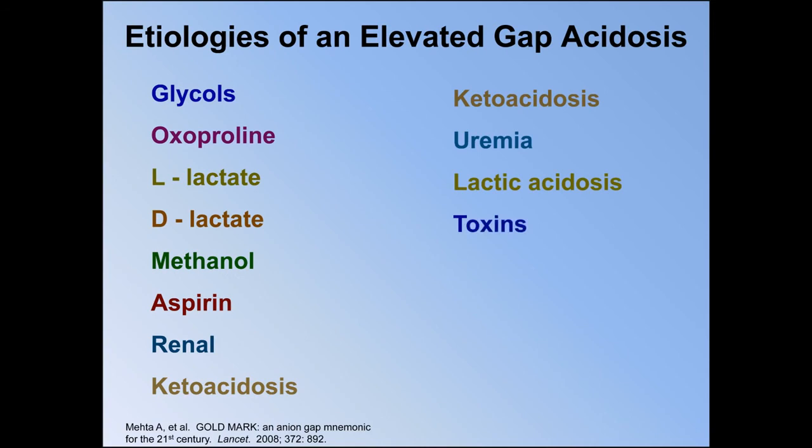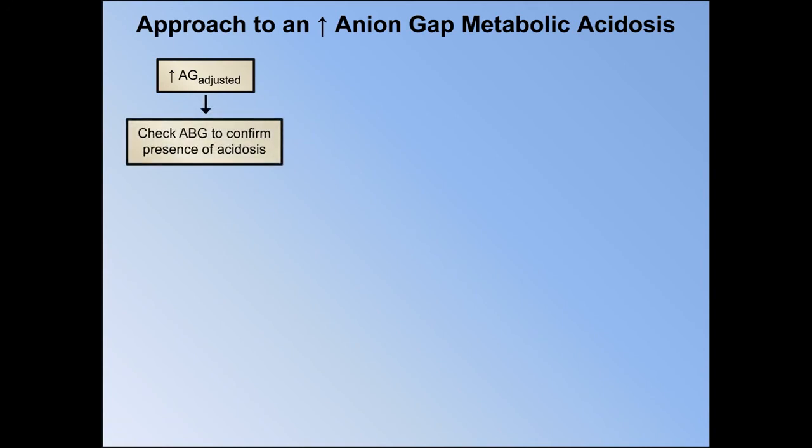The last thing I will review is a general approach or algorithm to diagnosing the etiology of an elevated anion gap metabolic acidosis. First, always be sure the anion gap is adjusted upwards for hypoalbuminemia. Please see Lecture 5 for details on how to do that. Next, check the ABG to confirm that the patient doesn't just have an elevated anion gap and low bicarb, but actually has a metabolic acidosis as well.